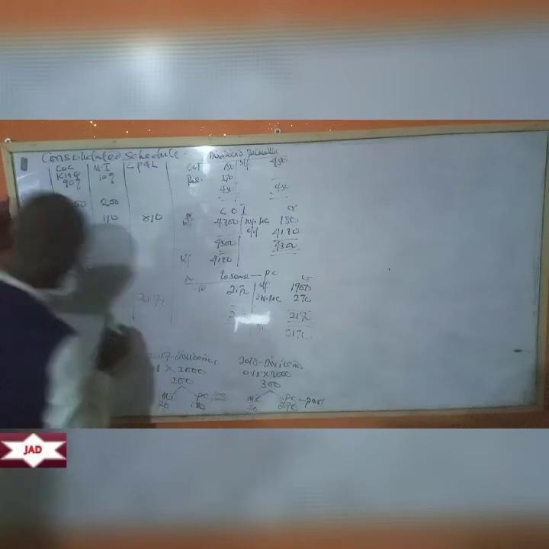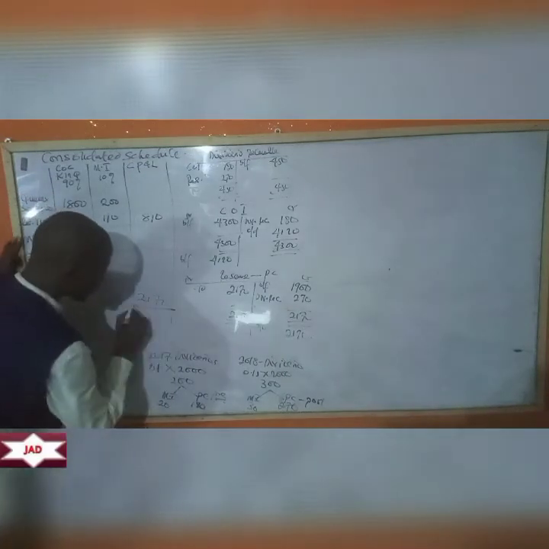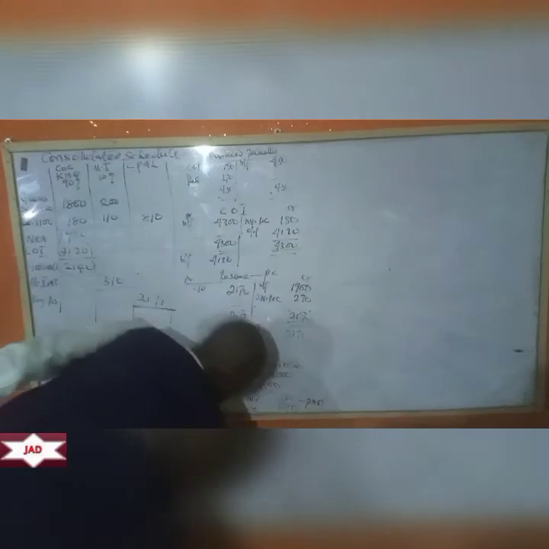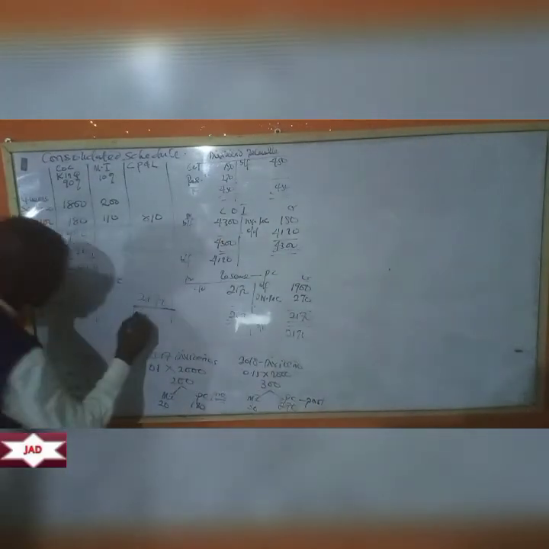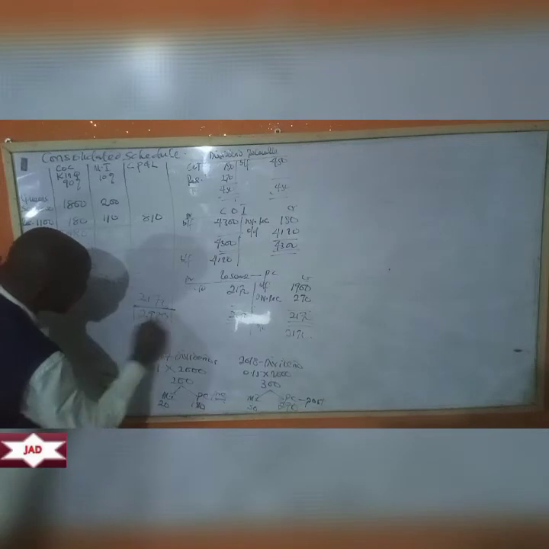So when you add together, what do you have? Let's add it. 810 plus 2170. $2,980. So this is your CP and L.